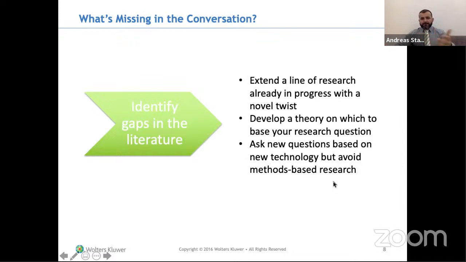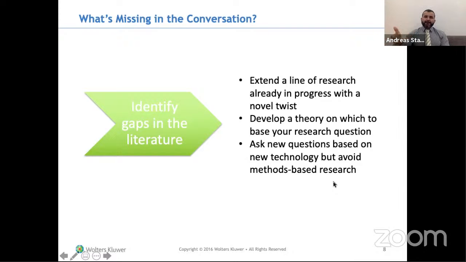You have to draw from a theory most of the time, and method-based research a lot of times is when you're trying to do a similar or even the same thing that others did, but because there's new technology out there, the method of doing it is different. It can be more accurate.